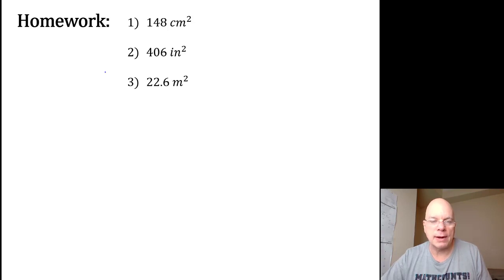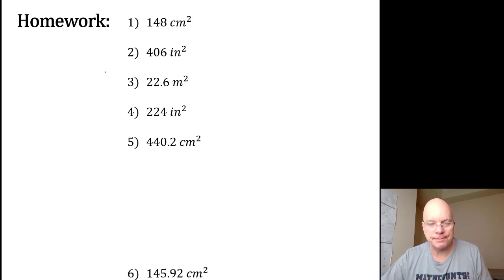If you had slight little rounding differences, like you decided to round to a different place value, I'm okay with that. Although if you were using the answers at the bottom, you probably would have figured that out anyway. Number four, 224 square inches. Five had a surface area of 440 and 2/10 centimeters squared. The surface area for six was 145 and 92 hundredths centimeters squared.